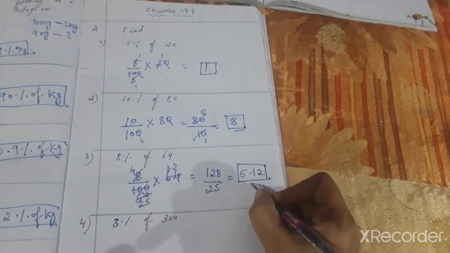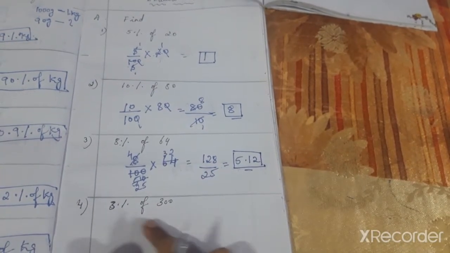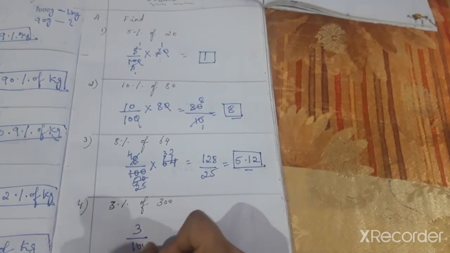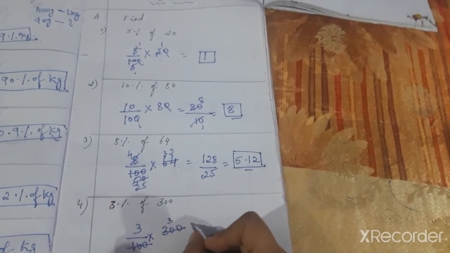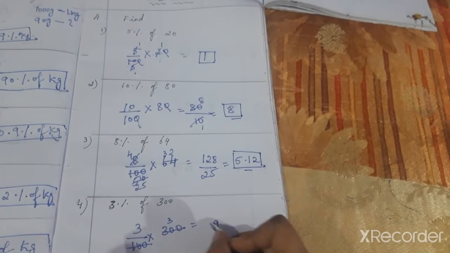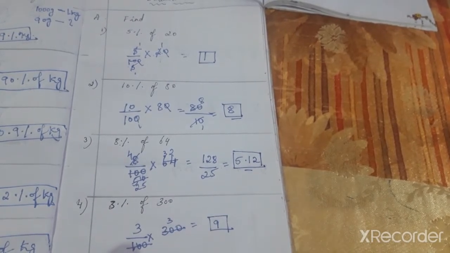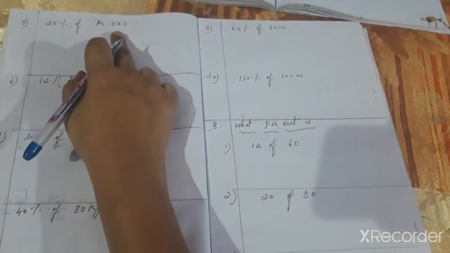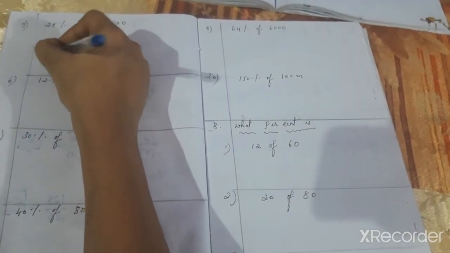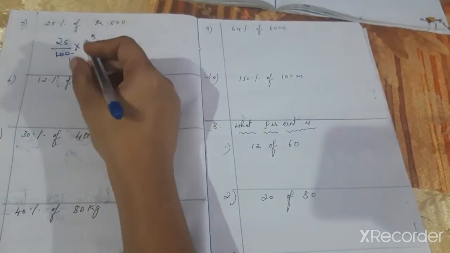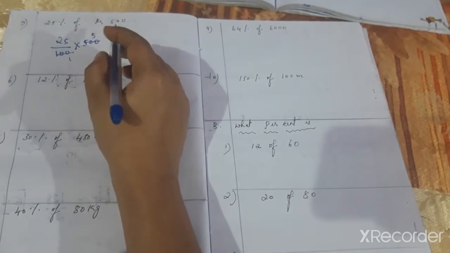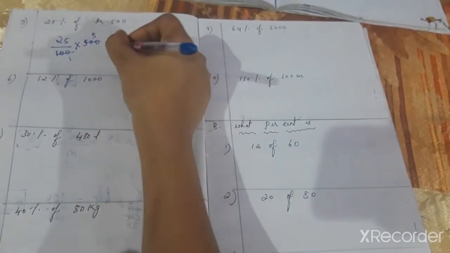Now fourth question, 3% of 300 means 3 by 100 into 300. 100 ones are 100, 100 threes are 300. Now 3 into 3 is 9. Now here, fifth question, 25% of 500. 25 by 100 into 500. 100 ones are 100, 100 fives are 500, because numerator, denominator. Now 25 fives are 125.